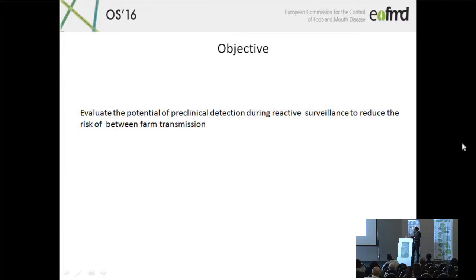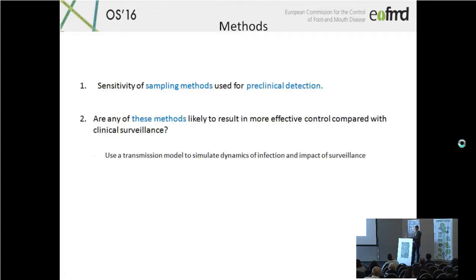And that was the objective of this work, to evaluate the potential of preclinical detection during reactive surveillance, so a different scenario to what Angus presented. Angus was focusing on trying to detect the first introduction. Here we are already in an emergency. We want to stop transmission using surveillance, preclinical detection. And we want to stop transmission between farms, not from animal to animal. One infected farm is already a lost case. We are going to slaughter the whole farm.